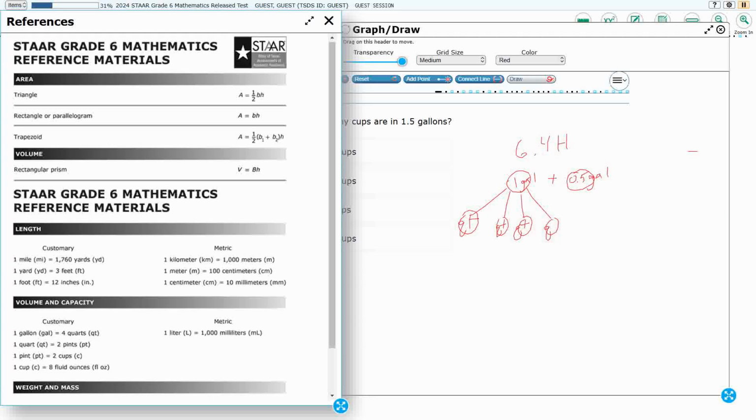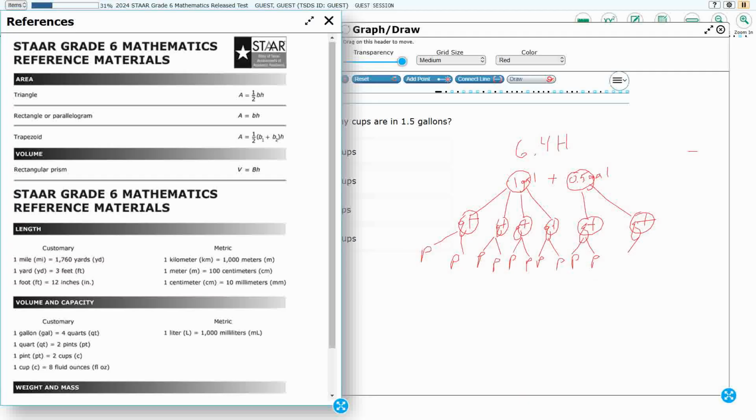So if 1 gallon equals 4 quarts, then half a gallon is going to be half of that. So I've got 6 quarts. Once I can get from 1.5 gallons to 6 quarts, then we're easy, because then it's just straight whole numbers. But it's that decimal that might mess some students up. Each quart has got 2 pints. Okay, so I've just got some pints right here. And then each pint is going to have 2 cups.